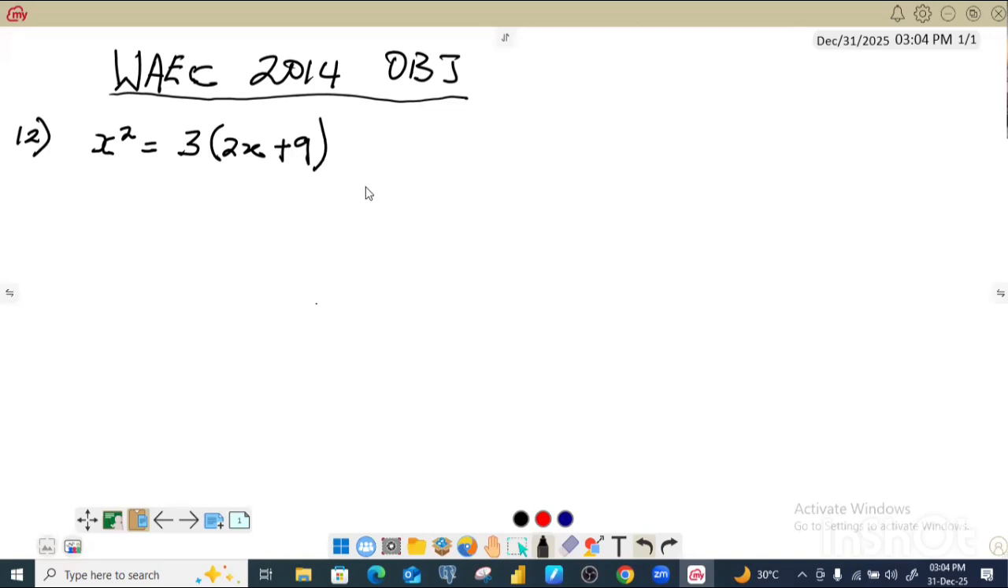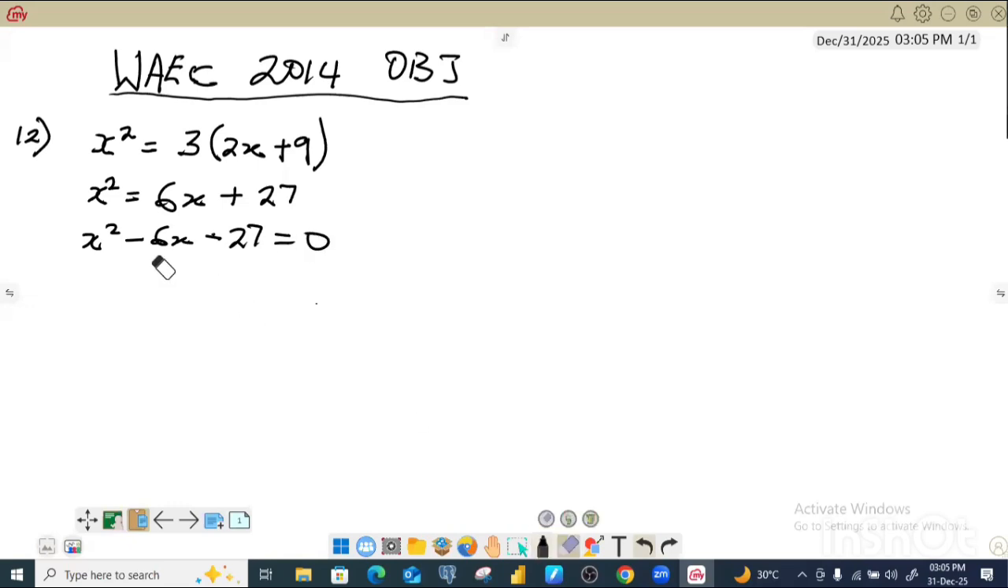I want to believe what they are asking you to find is the roots of this equation. The best way to approach this is to first open that bracket and have a quadratic equation. So in doing that, we are going to have 6x, and 3 times 9 will give us 27, right? So we can have x squared minus 6x minus 27 equal to 0, right?